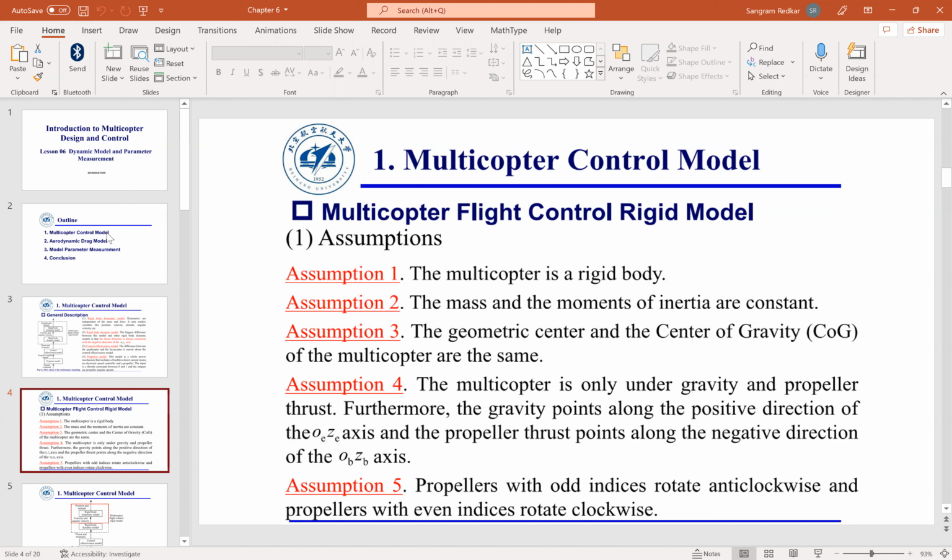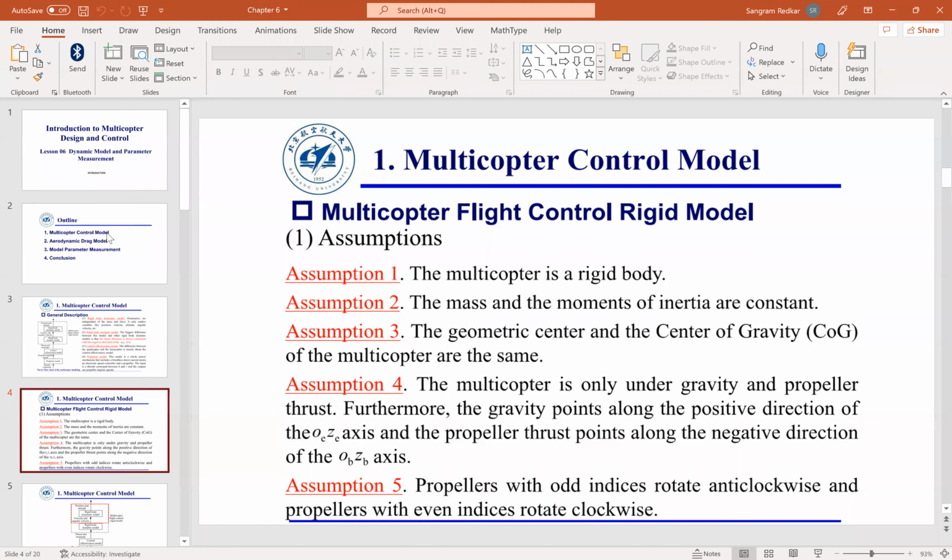Then, the geometric center and center of gravity of the multicopter are the same. What that means is mass is located where the center of gravity is. This assumption is valid for small UAVs, but it may not be true for load carriage. For example, with a UAV like an Amazon drone that is grabbing a package and dropping it, as soon as a package is grabbed, its mass, inertia and other properties will change. If the gripper is off center, then your center of gravity is no longer coinciding with the geometric center.